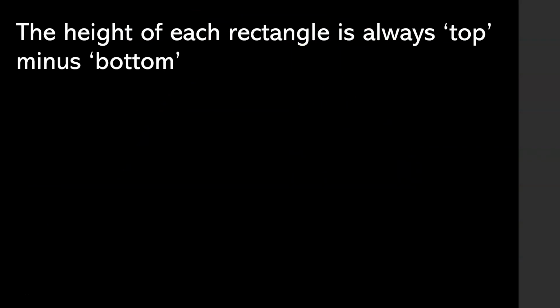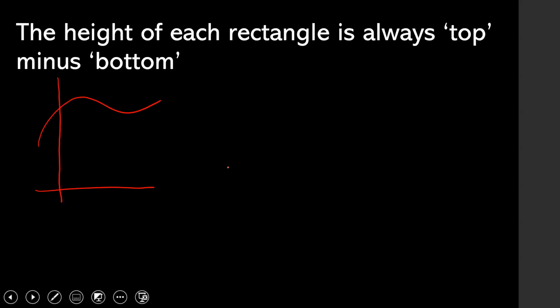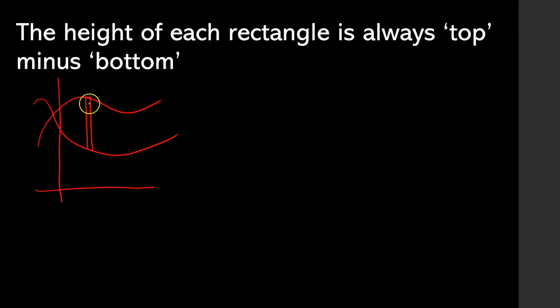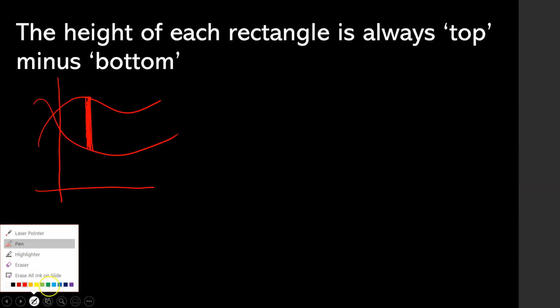So this is an important idea. It's super simple to remember, but why is this true? The height of each rectangle is always top minus bottom. Well, you saw in the last example, when you have two functions that are both above the x-axis, the height of that rectangle is the top minus the bottom. Okay, so hopefully that makes sense. Hey, we're good to go. Let's explain the other two cases.